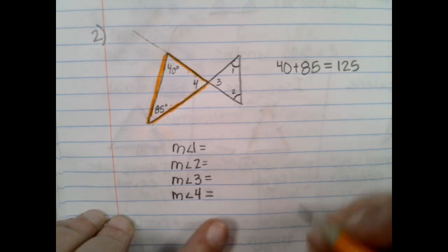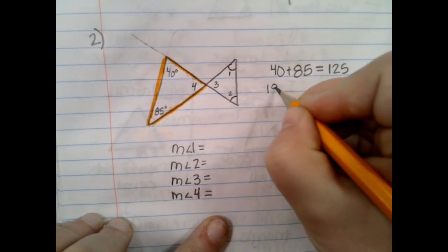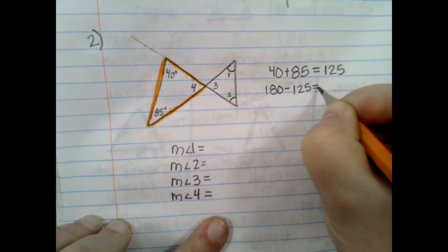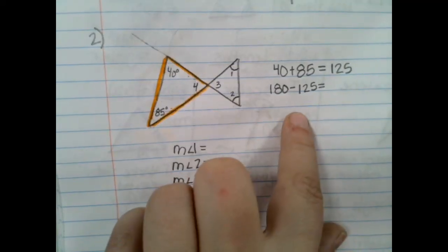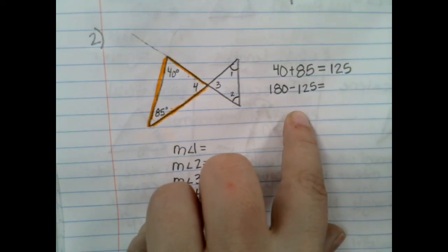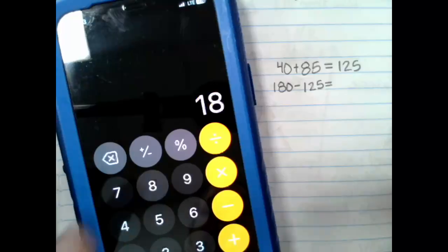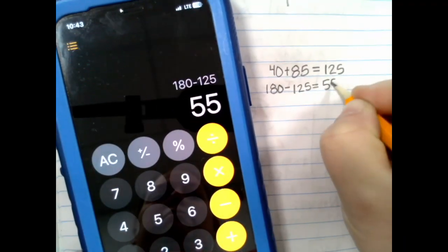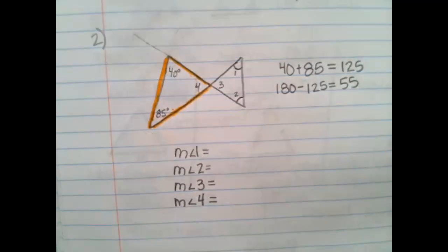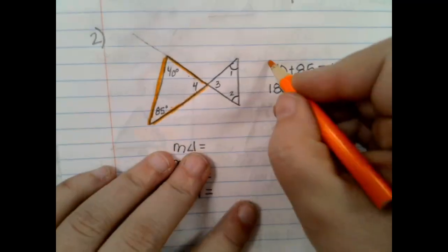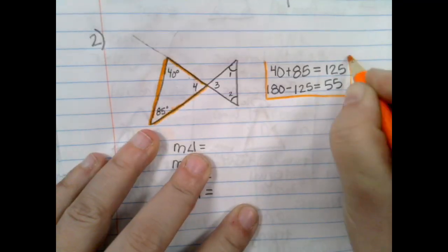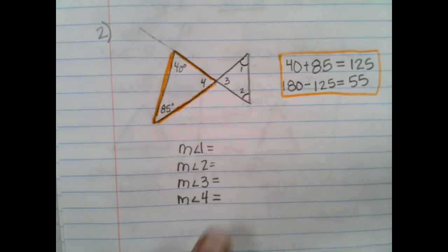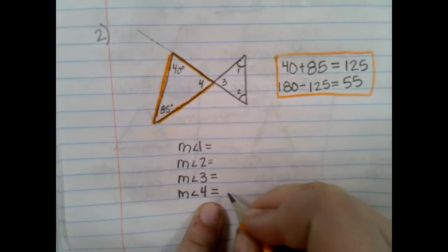Thank you. Okay, and we're doing 180 minus that, because all together has to be 180. So 180 minus 125, and we get 55. Okay, I'm just going to box that in orange. That way I know that this work was for my orange triangle. So we actually started with angle 4. Angle 4 is 55 degrees.